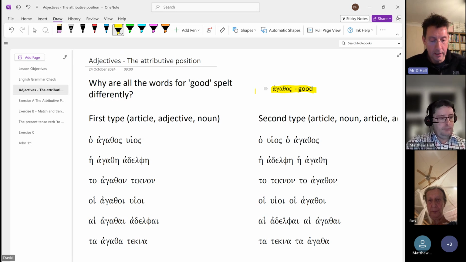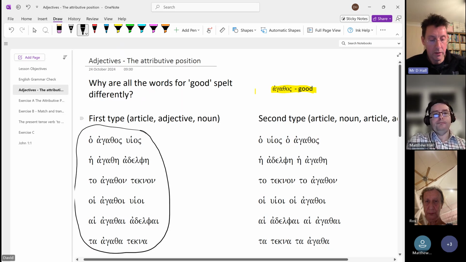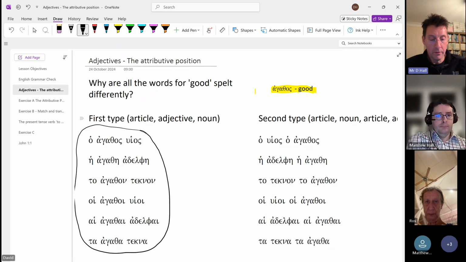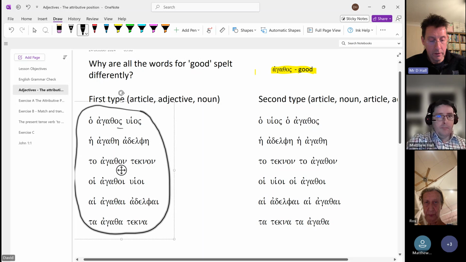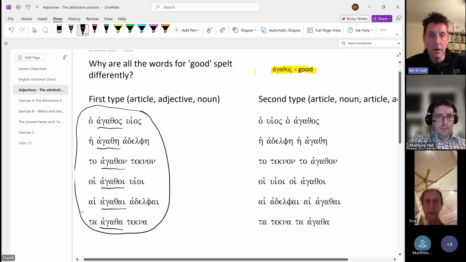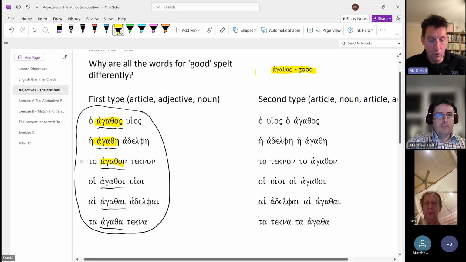And you'll notice, if you just look at the left hand side, these ones here, I'll just put a big thing around them. If you look at those, they all describe something as being good. And so the question really is, why are the words for good spelled differently? Why would you have agathos, agathe, agathon, agathoi, agathe, agatha? All of those words I've just underlined, they all are saying the same thing in our English translation. They're all good.